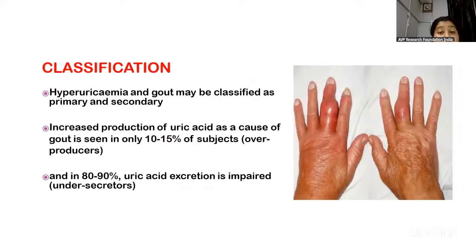Now, moving on to the classification of this particular disease. Hyperuricemia and gout may be classified as primary and secondary. Increased production of uric acid as a cause of gout is seen in only 10 to 15% of subjects, and in 80 to 90%, uric acid excretion is impaired. So we can see that increased production of uric acid as a cause of gout is seen only in a minority of cases. So the basic culprit behind this disease is mainly the impaired excretion of this metabolite.